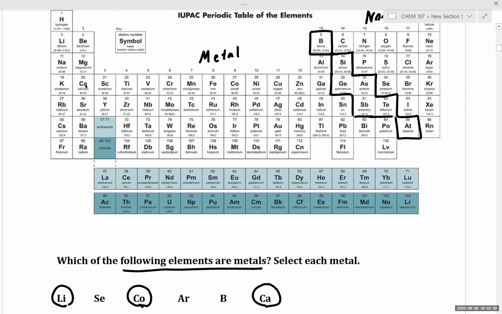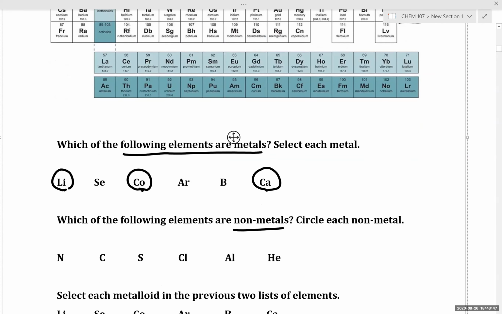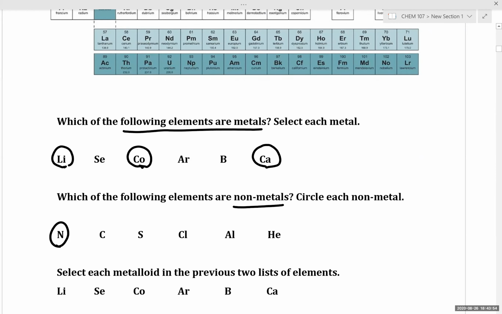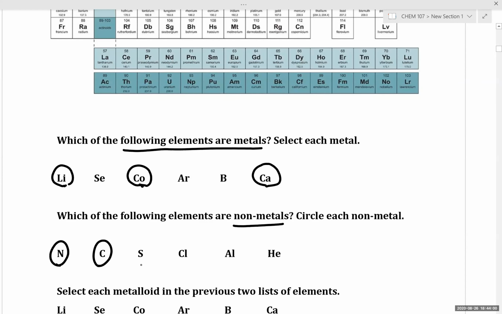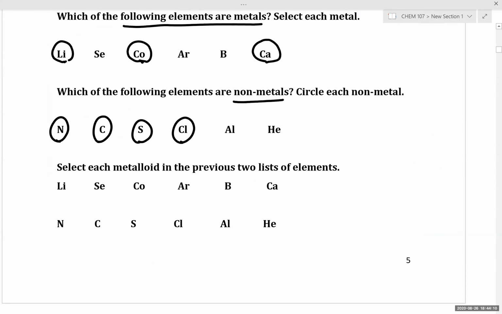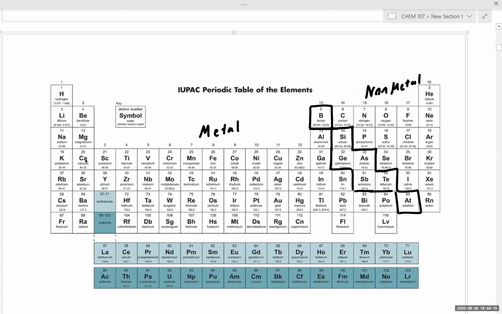Okay, so I've circled all of my metals. Next, we're asked to identify which of the following elements are non-metals. Looking at nitrogen, it's on the right, so I'm going to circle nitrogen. Carbon is also on the right, so I'll circle carbon. Sulfur and chlorine are also on the right-hand side in the non-metal section. Aluminum, nope. And helium, yep, that's a non-metal. It's technically known as a noble gas, but it falls in the non-metal region of the periodic table.